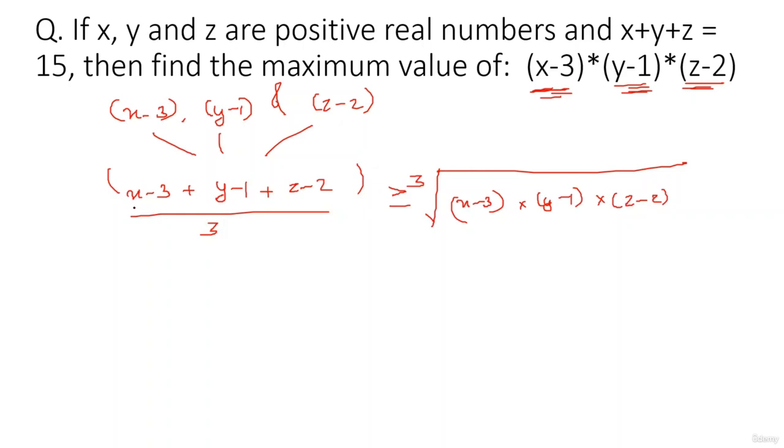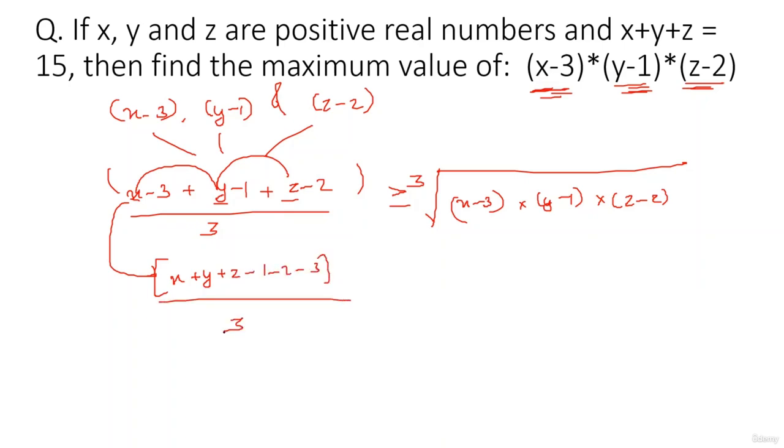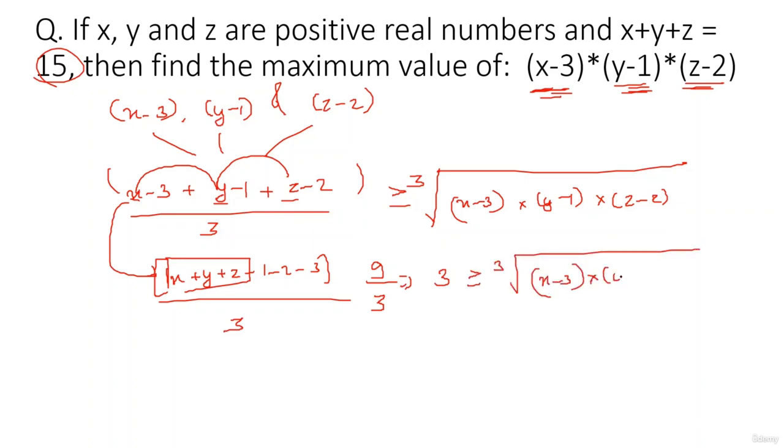Now if you rearrange this expression, if you take x plus y plus z together, what remains is minus 1, minus 2, minus 3 upon 3. But we know x plus y plus z is given as 15. So the left hand side is 15 minus 1 minus 2 minus 3, which is 9, divided by 3. So the left hand side is 9 by 3, which is equal to 3, and it is greater than or equal to the cube root of x minus 3 into y minus 1 into z minus 2.